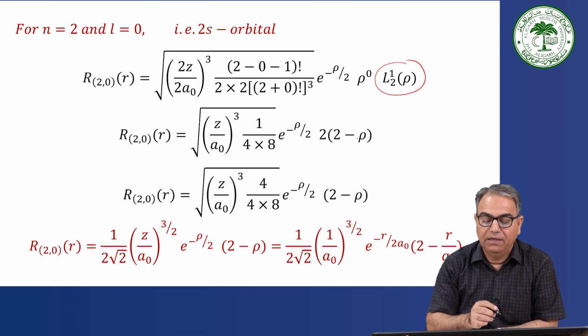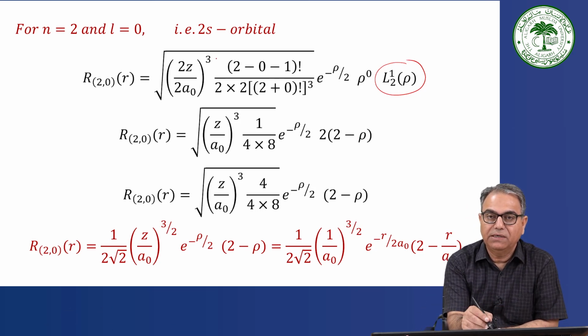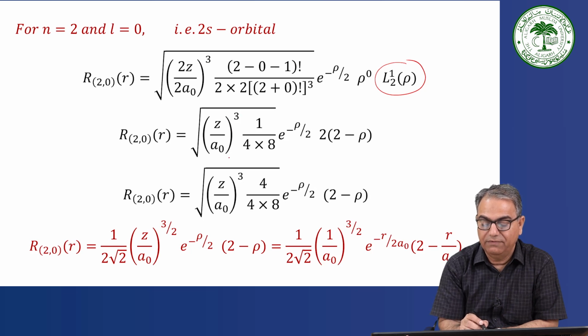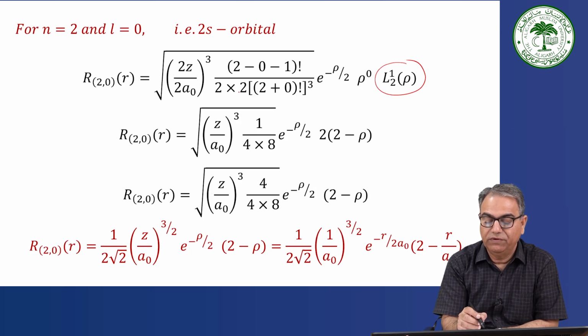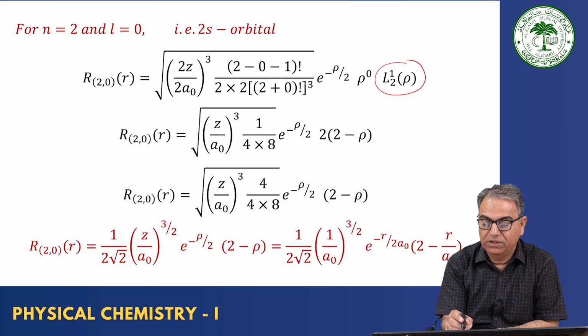Okay, and if you find out the normalization constant part, then 2z divided by 2 is 0, so z divided by 0 to the power 3, and then 2 minus 0 minus 1, so it's factorial 1, so it will be 1, and 2 into 2 will be 4, and here you have 2, so 4 into 2 will be 8. Okay, so factorial of this will be raised to the power 3. It is 2 minus 0, so raised to the power 3 is 8, and 4 here, so 8 multiplied by 4 will be there, and exponential minus rho divided by 2, 2 minus rho.